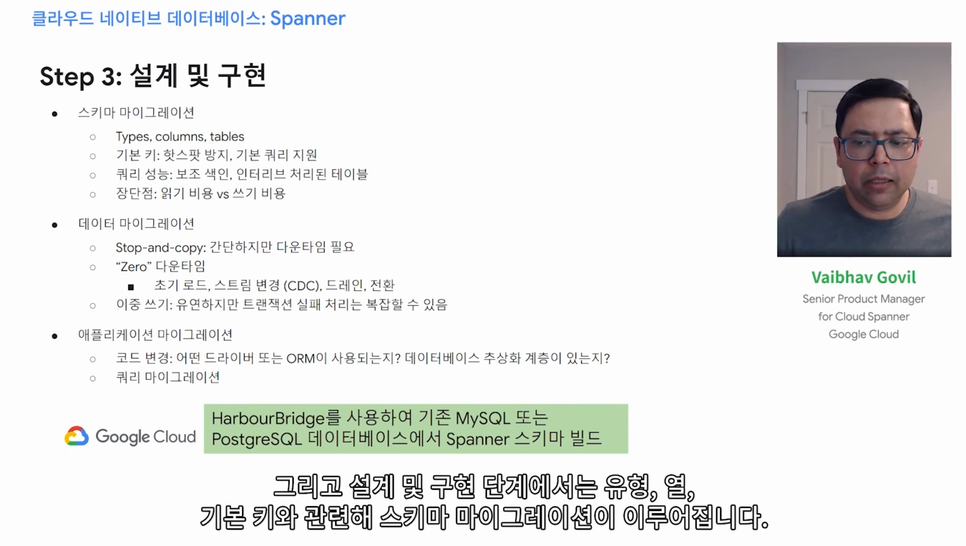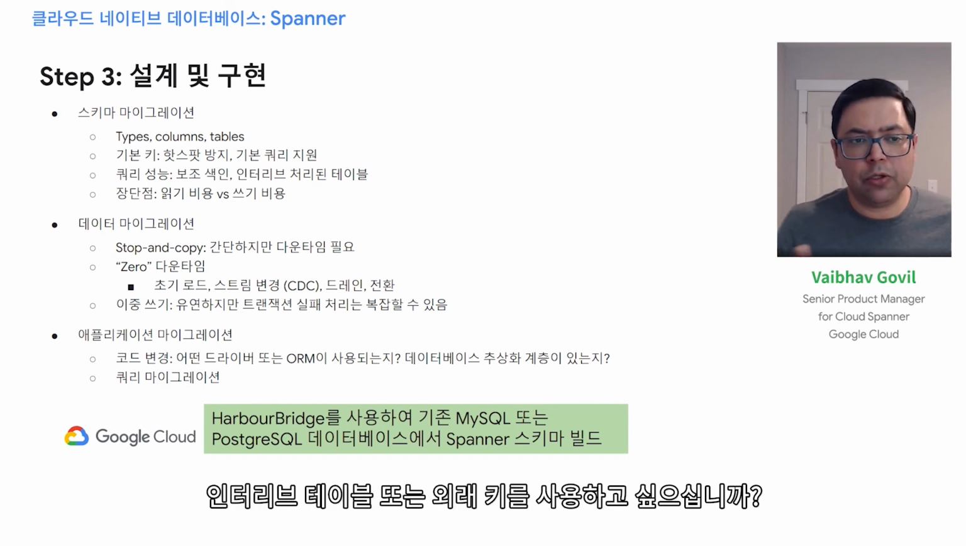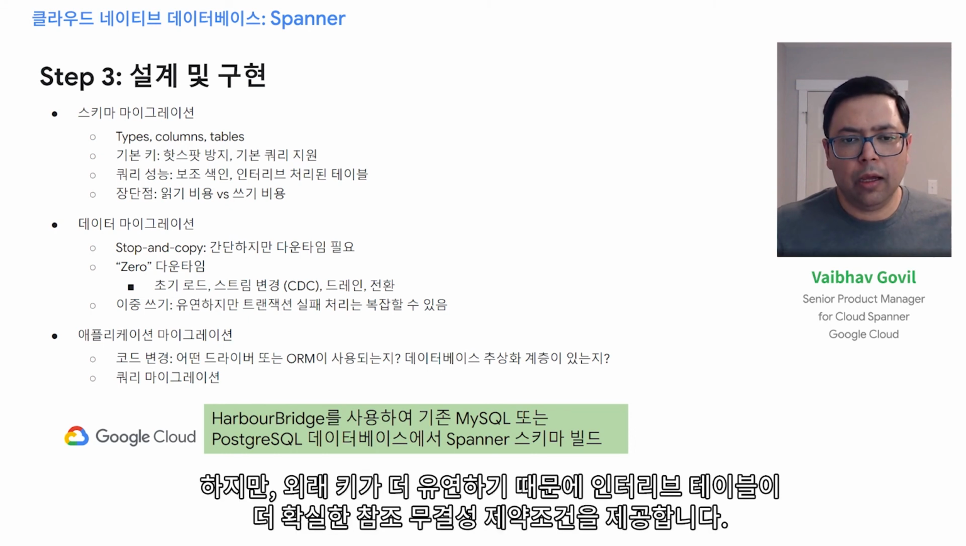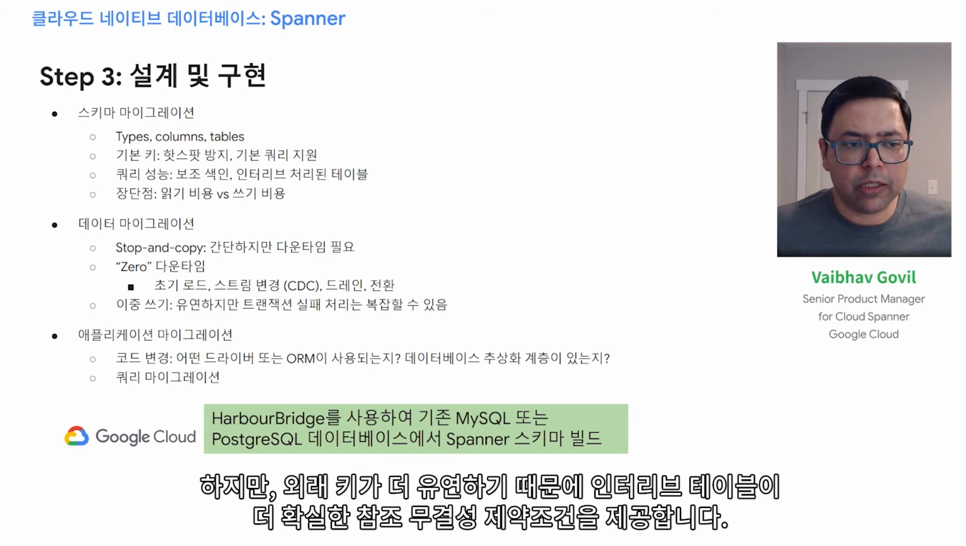And then finally, in the design and implementation phase, you have schema migration, which is about types, columns, primary keys. What query performance do you want to achieve? Do you want to use interleaved tables or foreign keys? Interleaved tables provide you better referential integrity constraints, because you are able to do parent-child relationships, in comparison to foreign keys, but foreign keys are just more flexible.